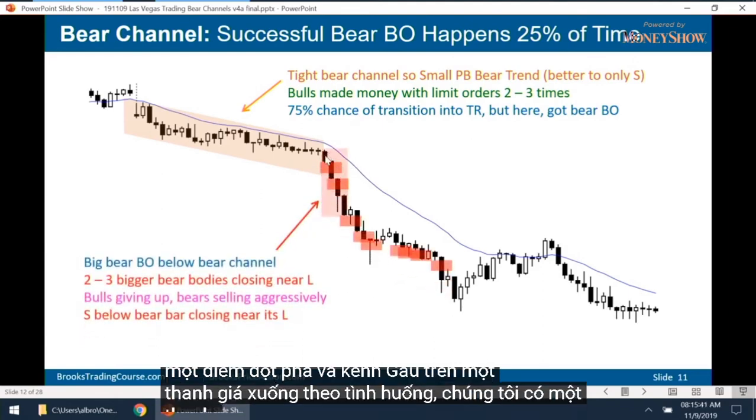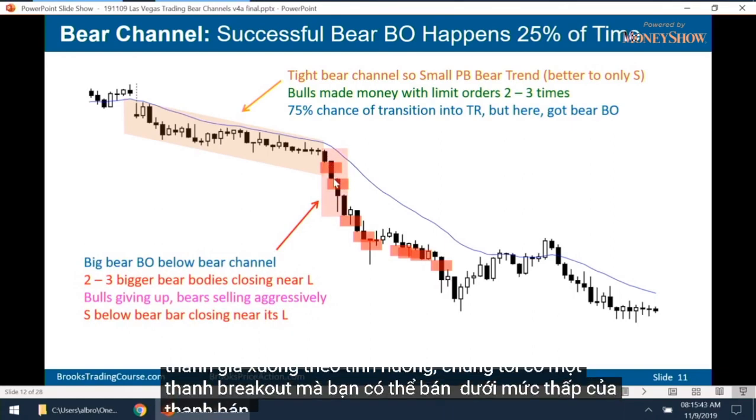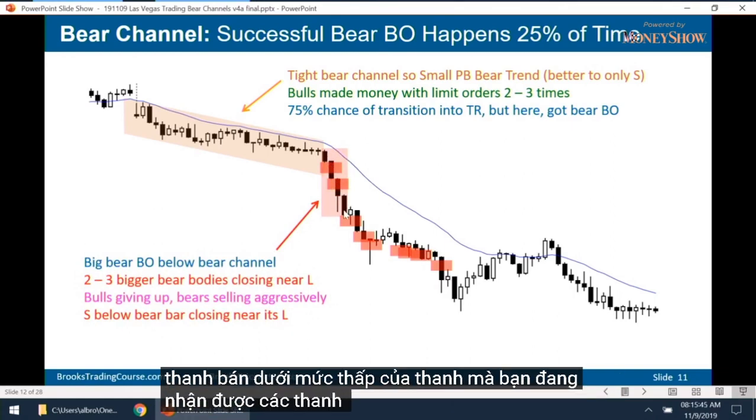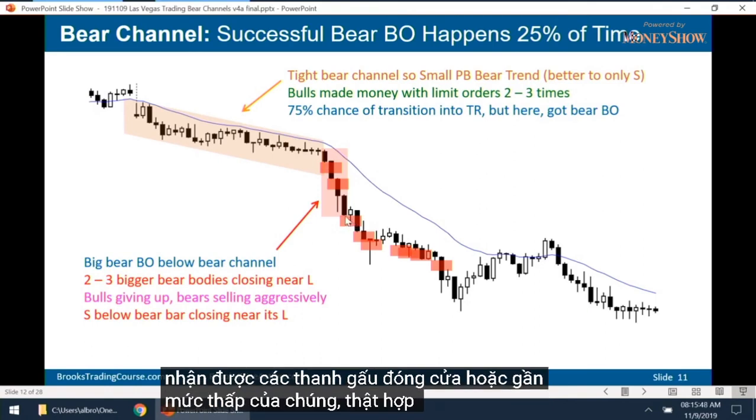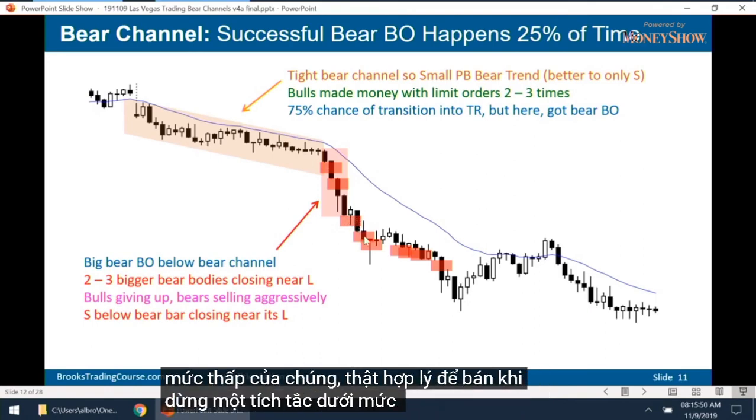Bear bar, we've got a breakout bar. You can sell below the low of the bar, sell below the low of the bar. You're getting bear bars closing on or near their lows. It's reasonable to sell on a stop 1 tick below the low of the bars.